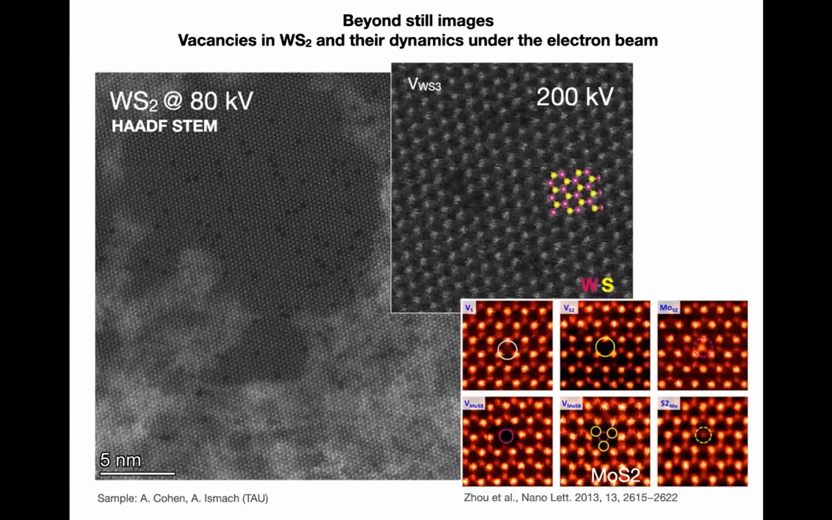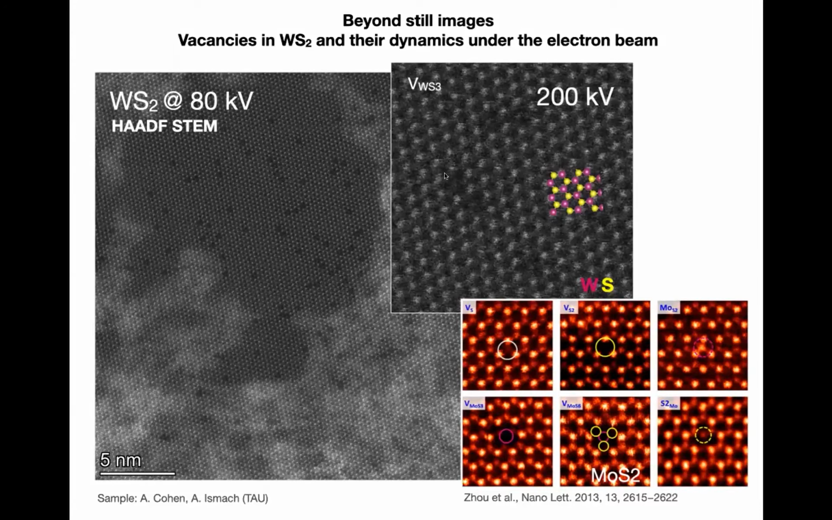Another example is of 2D layer TMDC materials. So here is a study together with a group in Tel Aviv, Ariel Ismach, and we are trying to find out about intrinsic defects in MOCVD grown tungsten disulfide. And here on the left-hand side, we see a STEM image of tungsten disulfide. We see the lattice, and you probably can spot all the dark spots inside the lattice, and these are actually point defects.